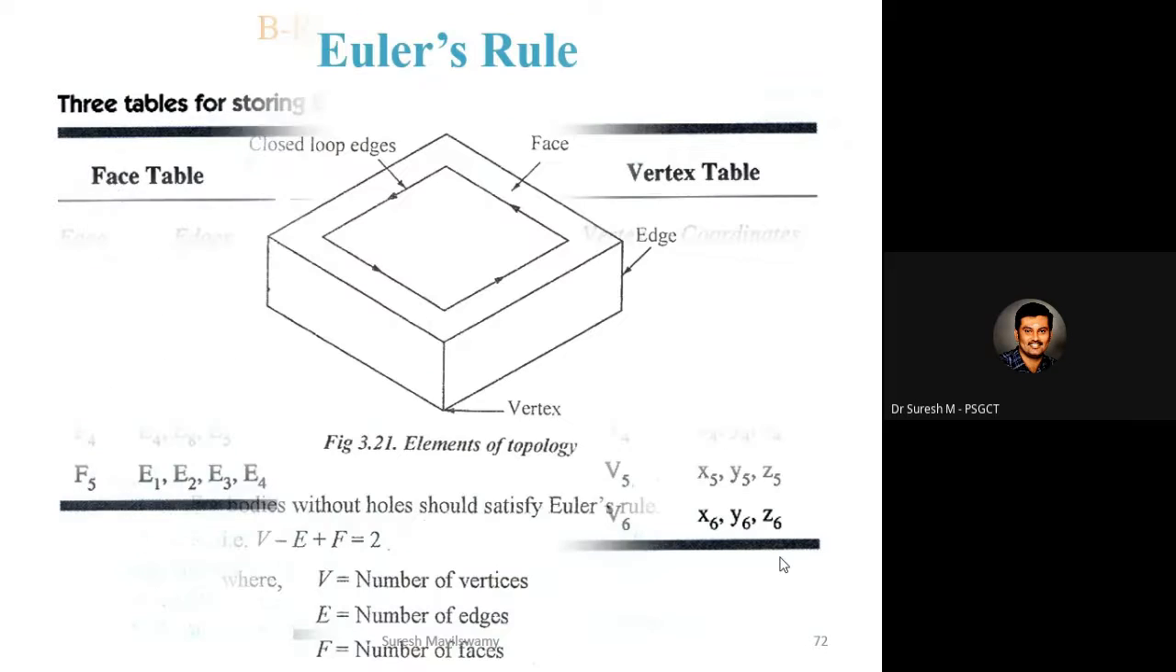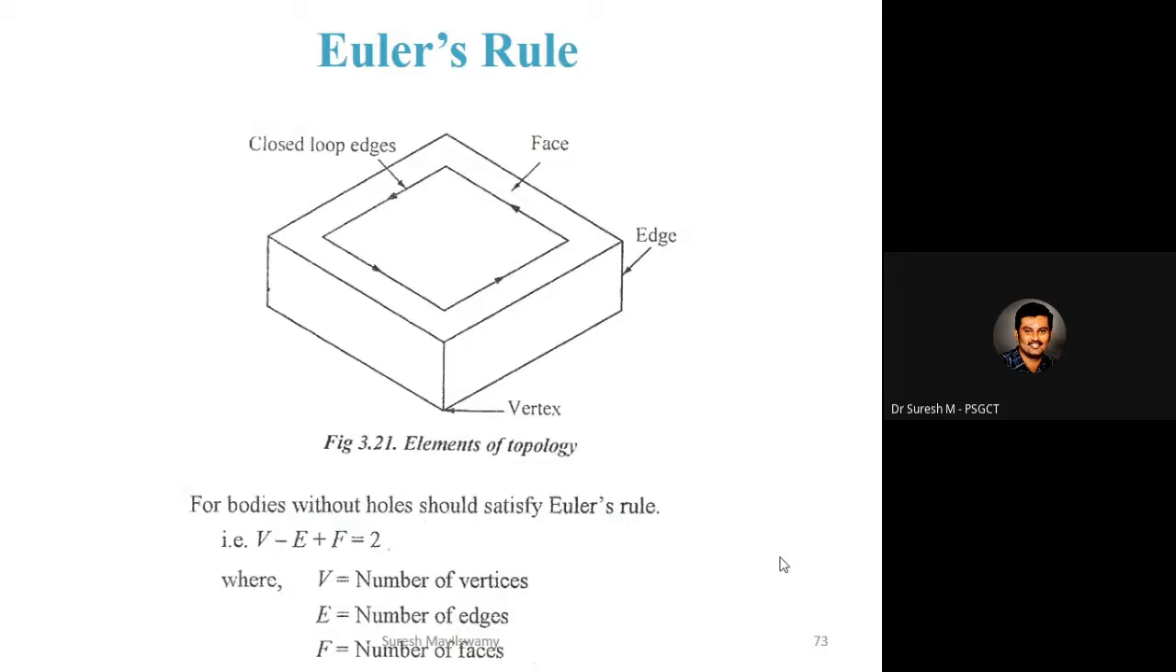For that, the Euler equation is used to find out whether this will be a normal solid or not. So these are the closed loop edges, faces, etc. And the Euler equation is V minus E plus F equal to 2. V is the number of vertices, E is the number of edges, and F is the number of faces. So these are the ways to develop solid modeling by using a wireframe model, surface model, and solid model.